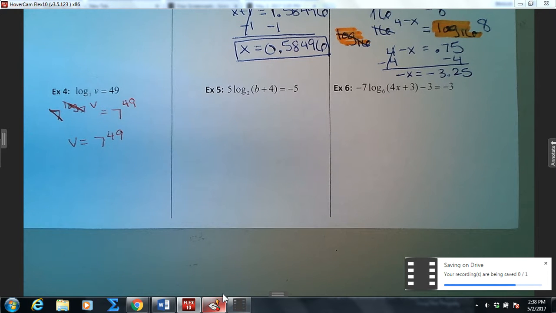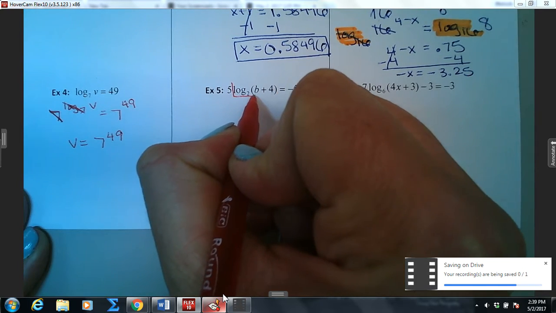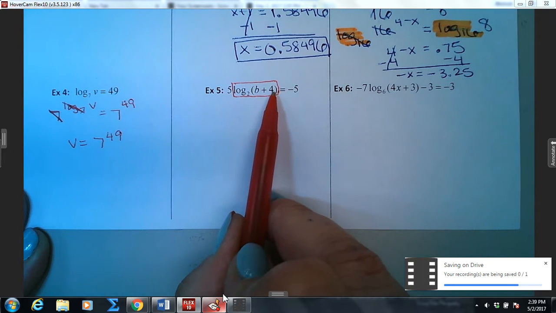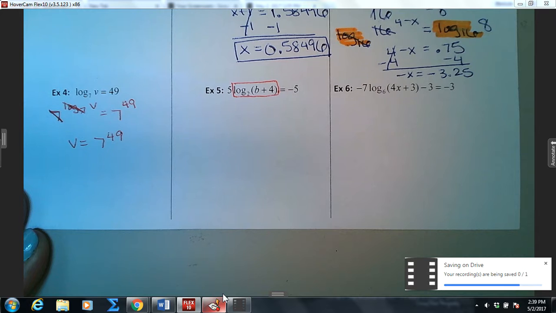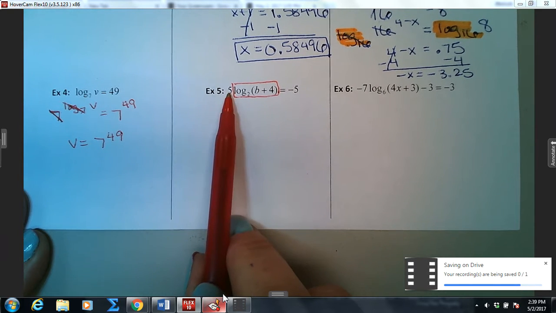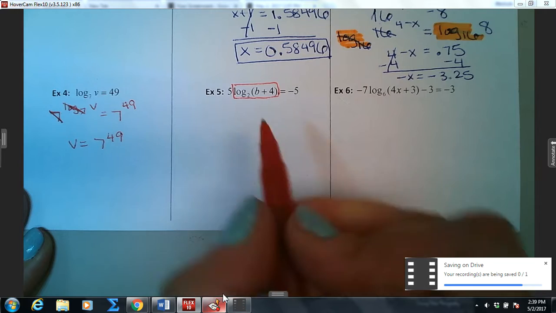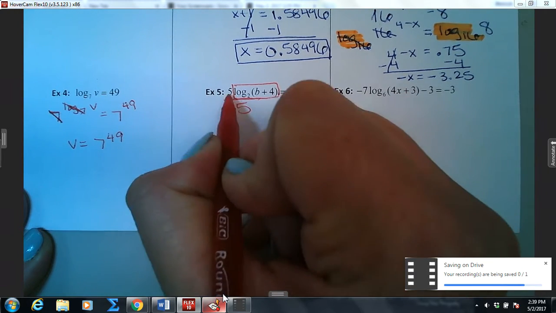Check out number 5. Here's the log, and follow those parentheses all the way down. Everything in the parentheses, everything in the base, all of that's part of the log. The only thing that's not part of the logarithm is this 5 out front that's multiplying the logarithm. So we've got to get rid of that first. To get rid of a multiply, we'd use a divide. They're inverses of each other.